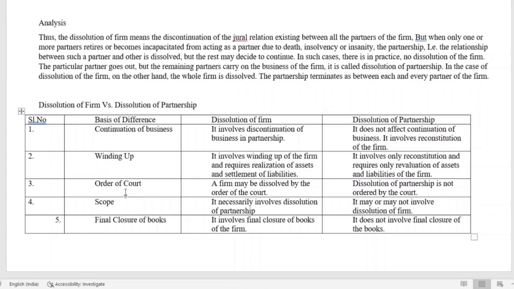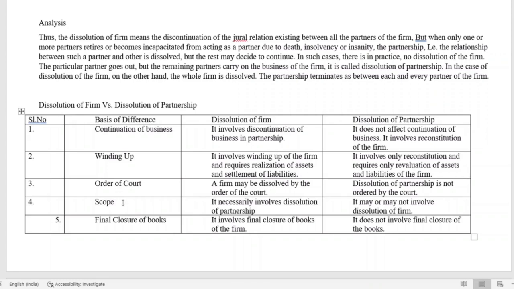Then with regard to the order of the court, a firm may be dissolved by the order of the court. The court may order the dissolution of the firm under section 44. But with regard to the dissolution of partnership, the court will not order for the closure of the partnership. So dissolution of partnership is not ordered by the court. The court can order for the dissolution of the firm only.